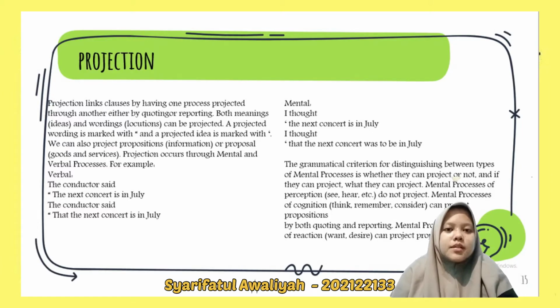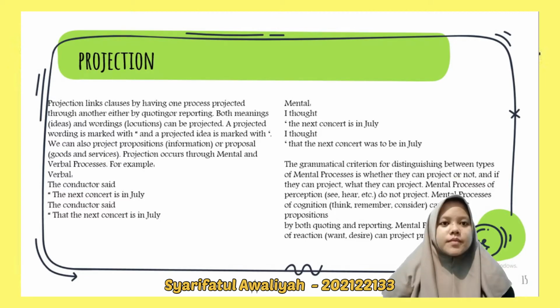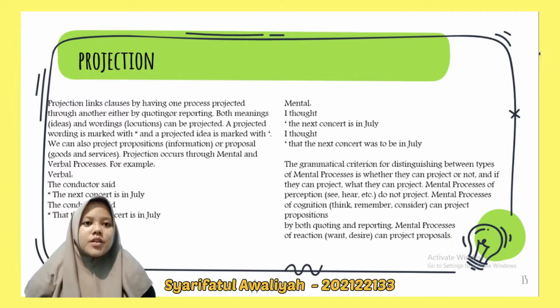For example, verbal: the conductor said the next concert is in July. The conductor said that the next concert is in July. Mental: I thought the next concert is in July. I thought that the next concert was to be in July. The grammatical criterion for distinguishing between types of mental processes is whether they can project or not, and if they can project, what they can project.